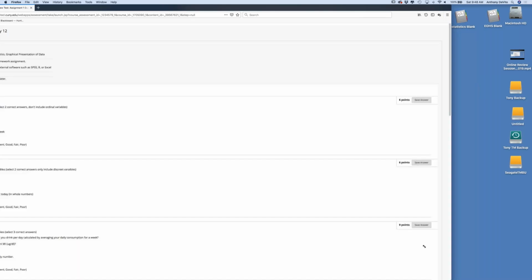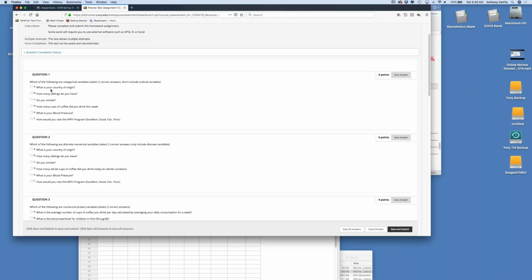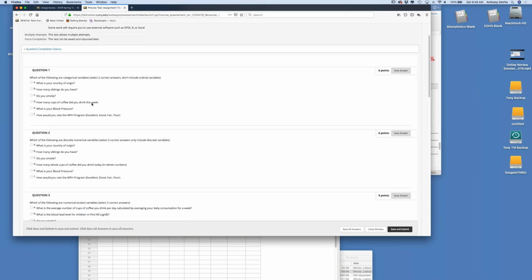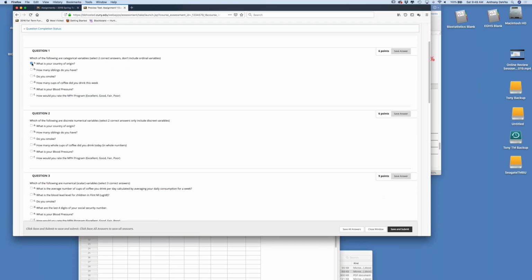Question 1, we go through the various possible scenarios in terms of the types of variables. In this one, which of the following are categorical variables? I give you a key in here that there's 2 correct answers. So categorical variables, I guess, what's your country of origin? Siblings, that would be a discrete numerical variable, right? It's numerical, but it's discrete. Do you smoke? That's a yes or no, right? That's a categorical variable.